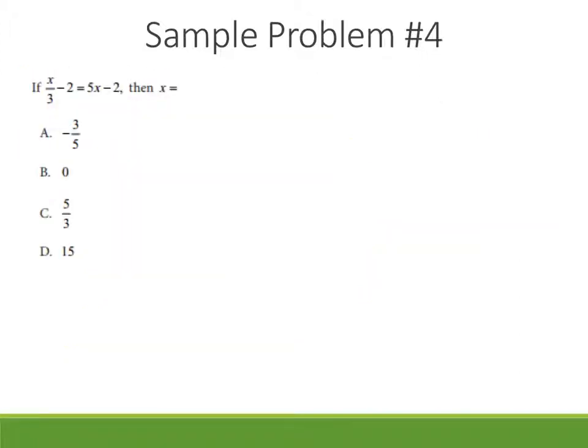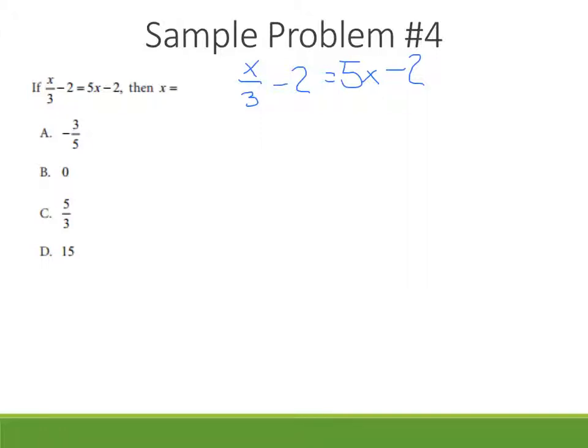All right. Now we're going to start getting into some algebra. In this problem, we're going to solve for the variable x. We're given the problem x over 3 minus 2 equals 5x minus 2. Here's how I like to attack problems like this. I like to move all the variables to one side and all the constants to another side.